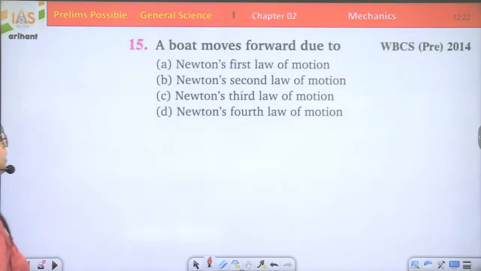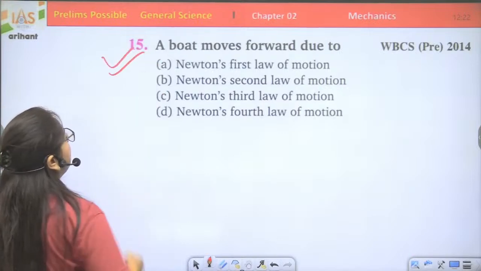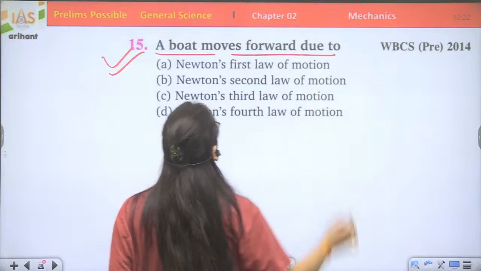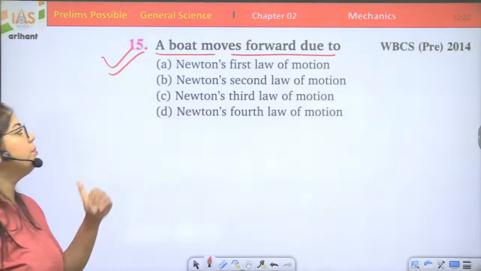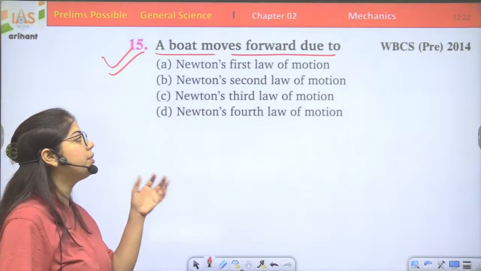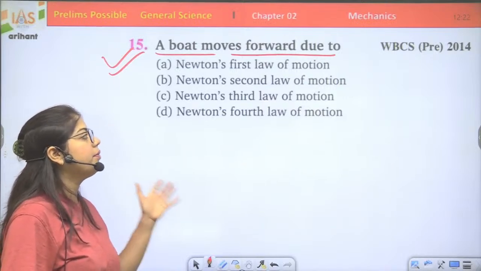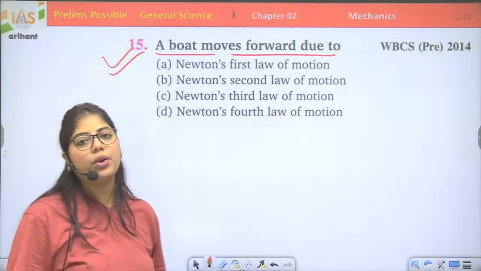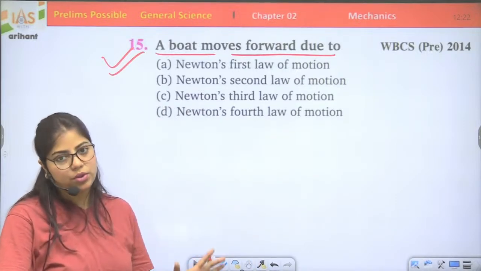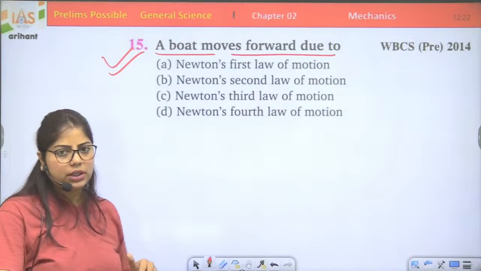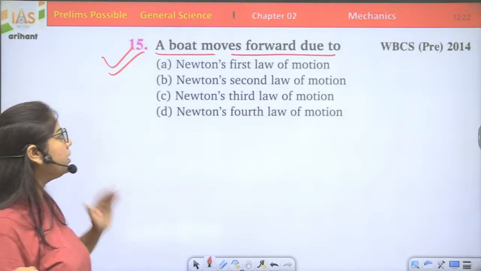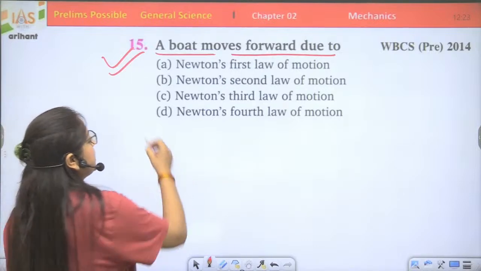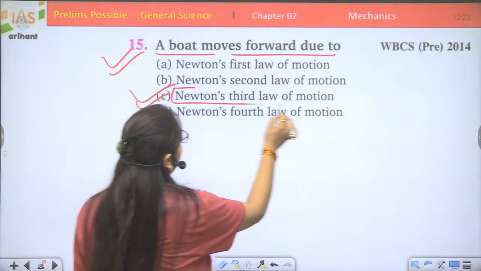Now comes the next question, number 15. A boat moves forward due to Newton's first law of motion, Newton's second law of motion, Newton's third law of motion, or Newton's fourth law of motion. We always studied Newton's three laws of motion. There is no fourth law of motion. So the right answer is Newton's third law of motion.